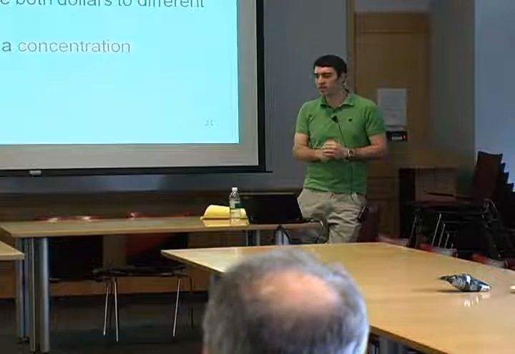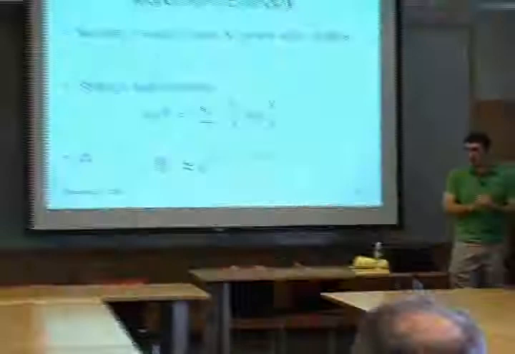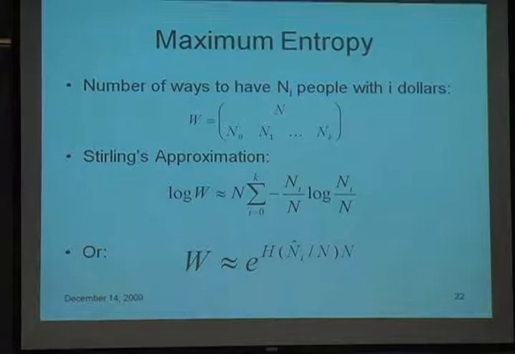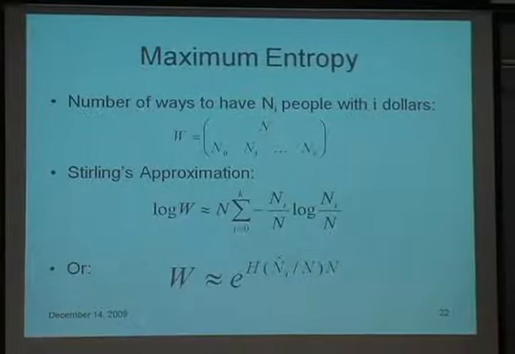As was mentioned, there's a connection between counting the number of ways to realize a distribution and entropy, and here is where it comes out of. If I have n people, and I want to know the number of ways I can have n_i people with i dollars, so n_0 people with $0, n_1 people with $1, et cetera, that's big N choose all of those different things.